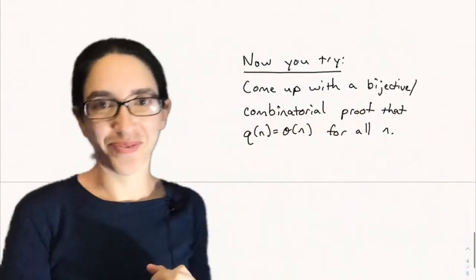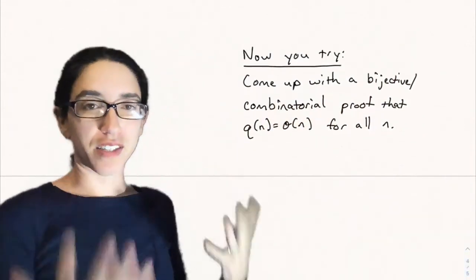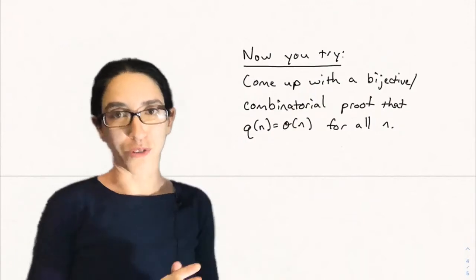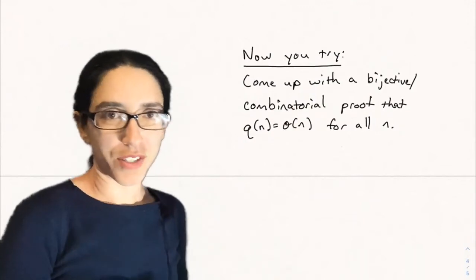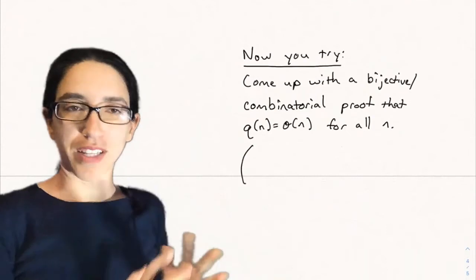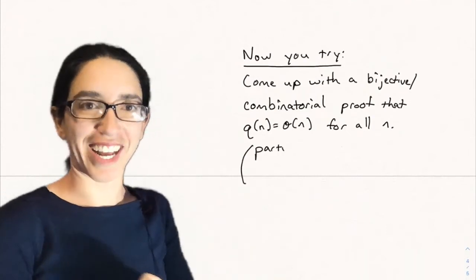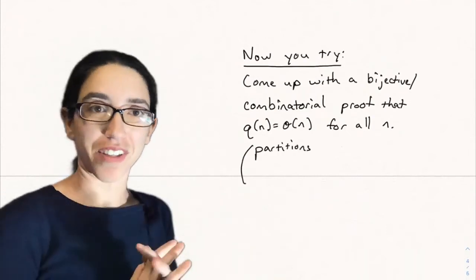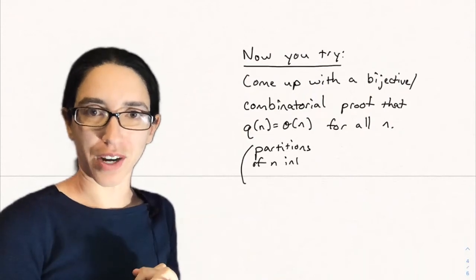So now you try. See if you can come up with a bijective or combinatorial proof that q of n equals O of n for all n. So the proof above seemed maybe a little bit magical, maybe a little bit like cheating. So it's always fun to convince yourself that there is something combinatorial going on.